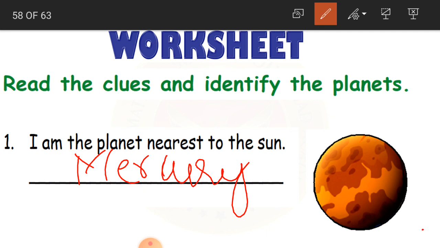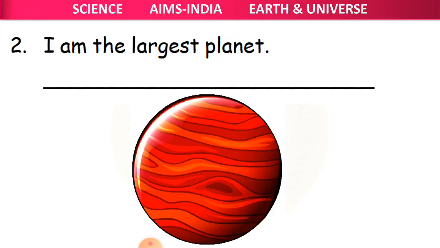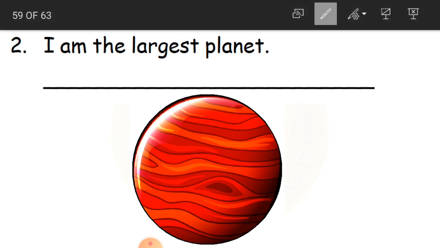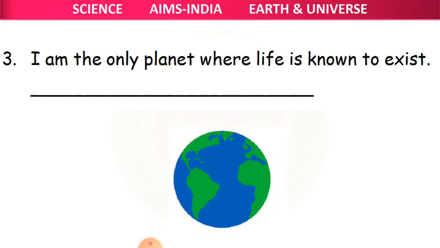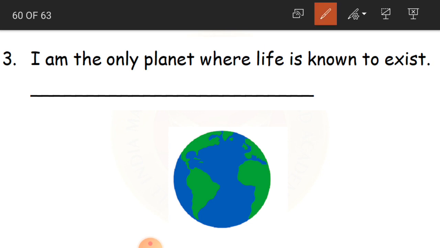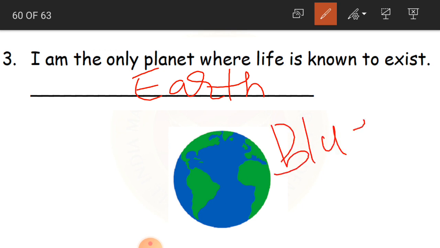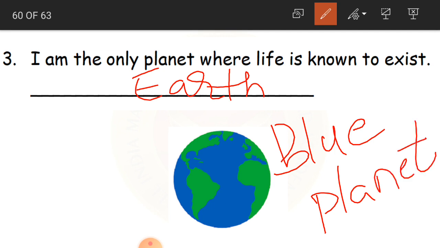Now the next one, I am the largest planet. What is it? Jupiter. Now, I am the only planet where life is known to exist. Nothing but Earth. Children, you know that Earth is also called the blue planet. Why? Because three-fourths of our Earth is covered with water.